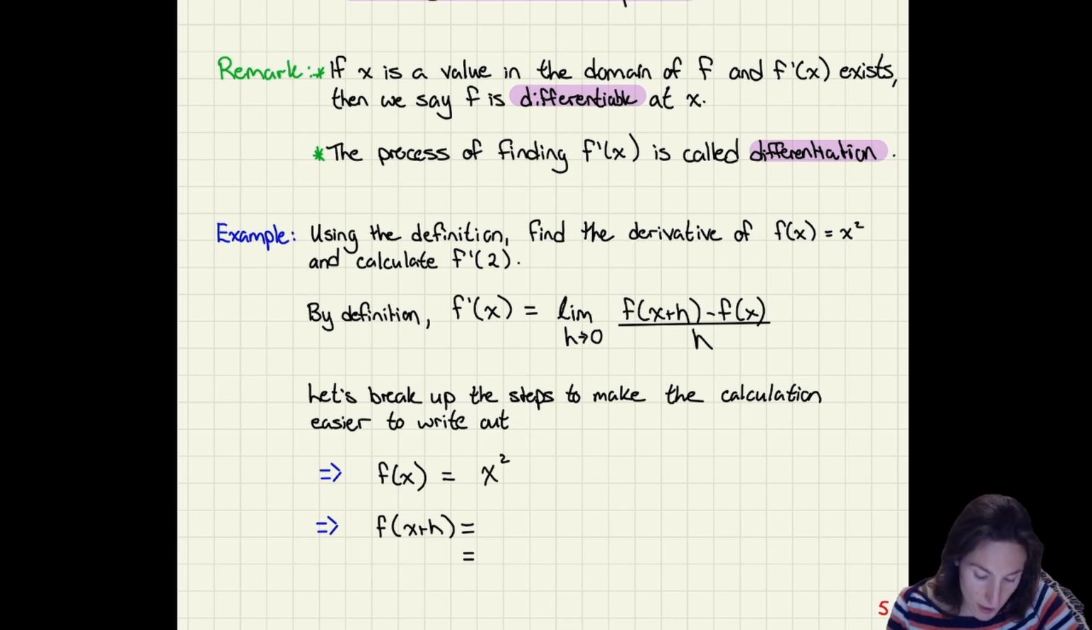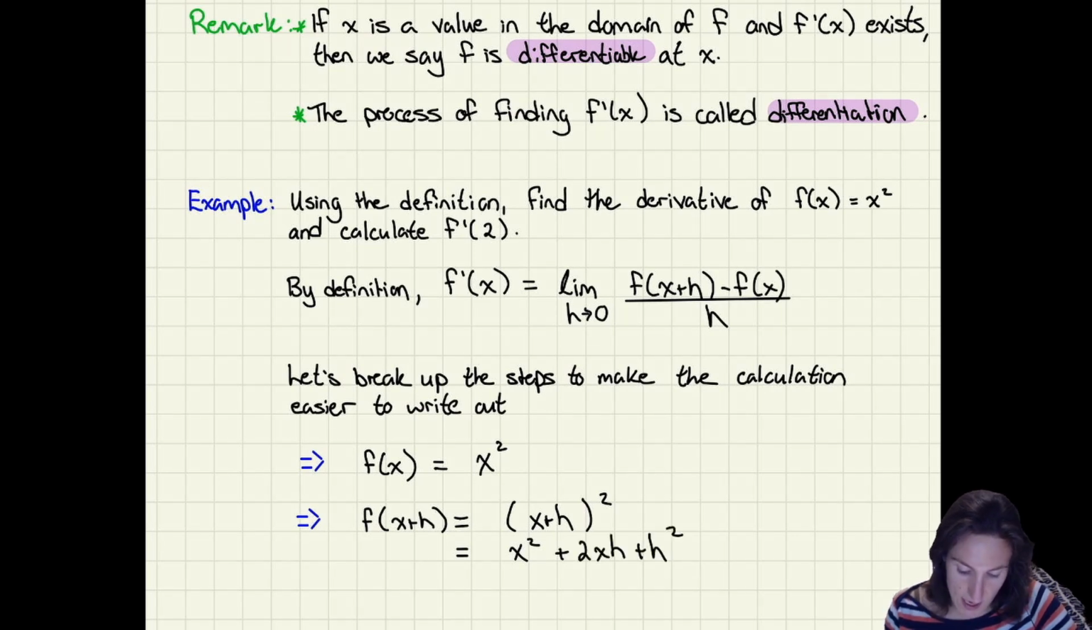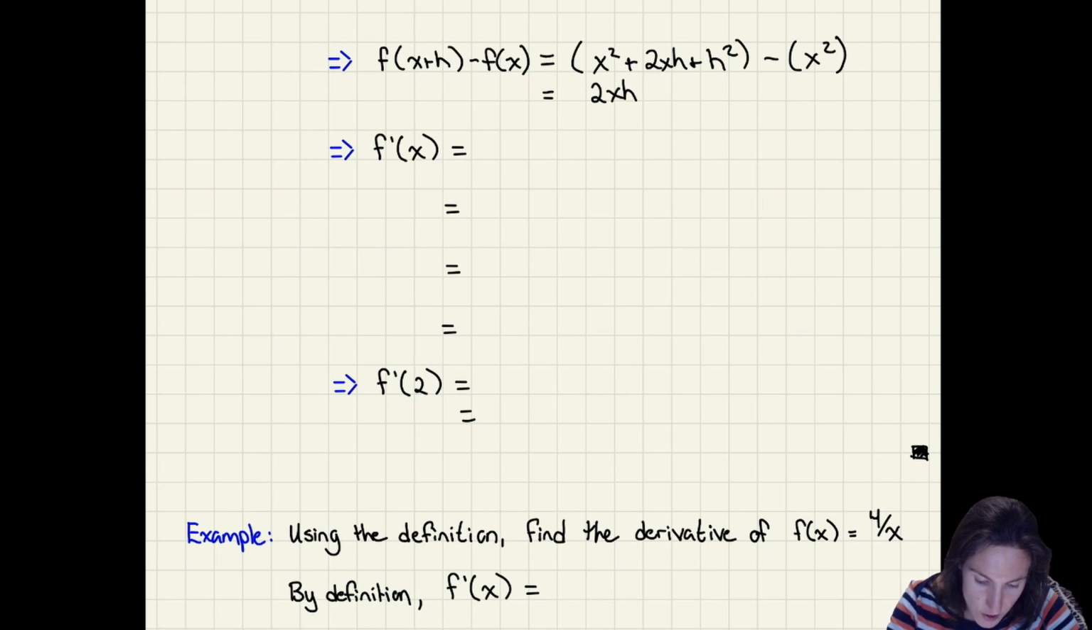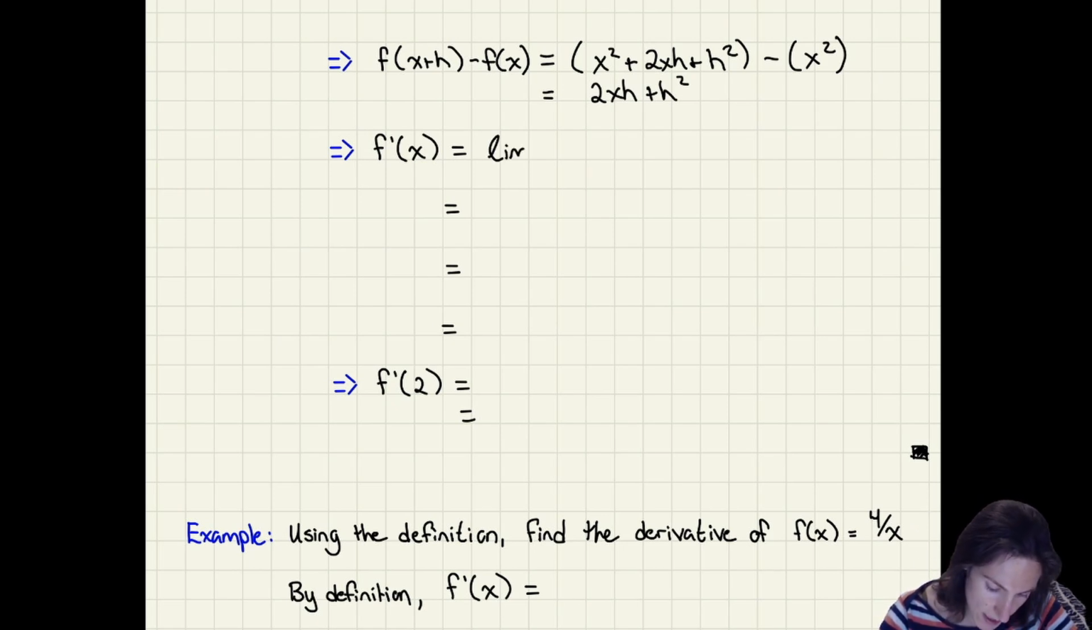What is our f at x plus h? So the thing that I'm plugging in here is my x plus h, and then I have to square that. Okay, so by FOIL, we have x squared plus xh plus hx. Okay, so plus 2xh plus h squared. So then if you want to subtract them, this x squared plus 2xh plus h squared minus x squared, I'm going to be left with 2xh plus h squared. So now that I've simplified some of the algebra, now what I'm going to do is I'm going to plug it into the definition of my derivative.